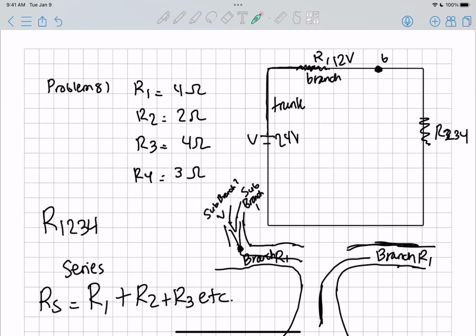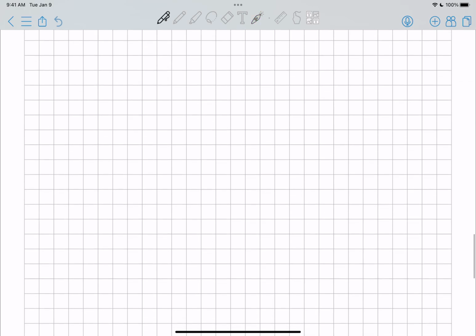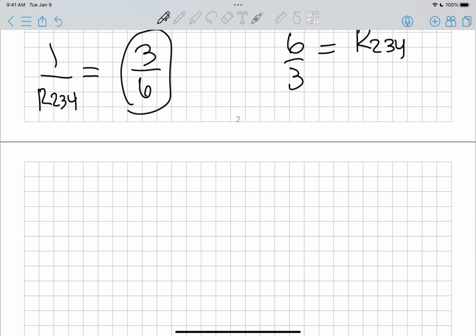So now that everything is in series, we just have to simplify it down to one big combined resistor. How would we do that? What's the next step, now that we have R1 and R234? Exactly. So R1 plus R234. And what's that combined resistor called now?